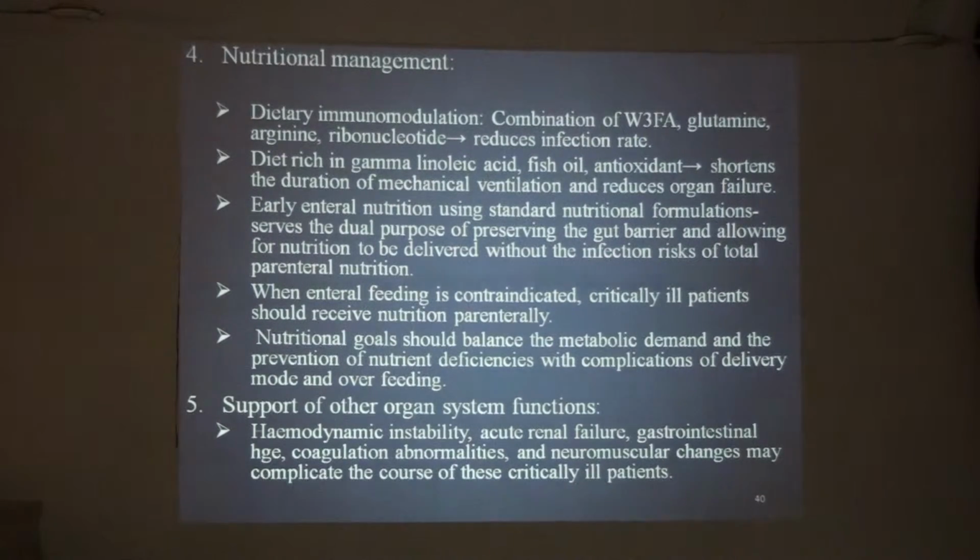When enteral feeding is contraindicated, critically ill patients should receive parenteral nutrition. Nutrition goals should balance the metabolic demand and prevention of nutrient deficiencies. It should also prevent complications of the delivery mode and overfeeding. And then support of the other organ system functions: hemodynamic stability, acute renal failure, gastrointestinal hemorrhage, coagulation abnormalities, and neuromuscular changes. All these should be taken care of because these changes may complicate the course of these critically ill patients.